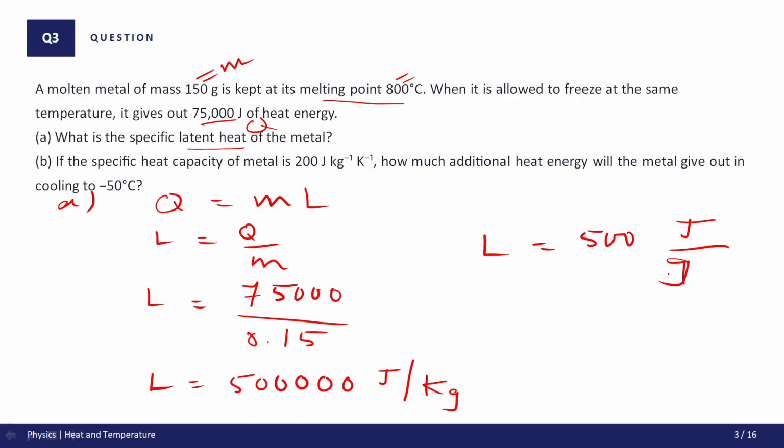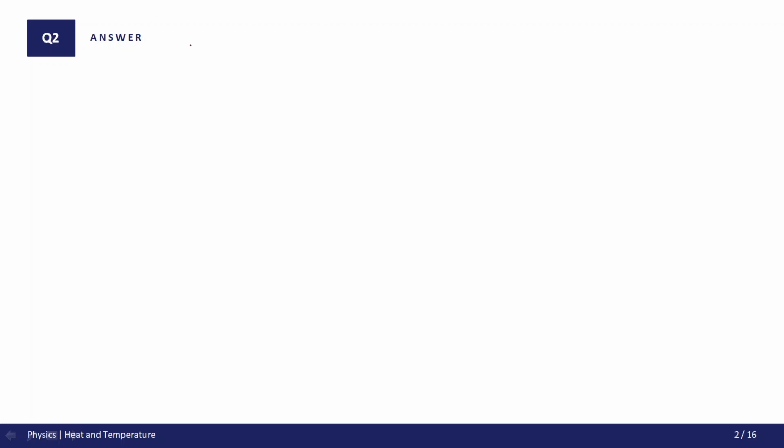Let's see the B. If the specific heat capacity of the metal is 200, how much additional heat energy will the metal give out in cooling to minus 50 degrees Celsius? We need to find how much additional energy is required. I will go to the next page. We have a well-known equation here, Q equal to mc delta T.